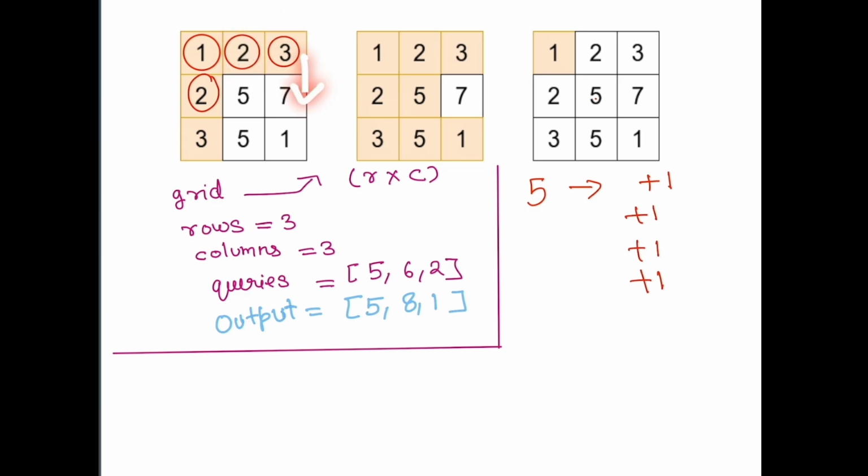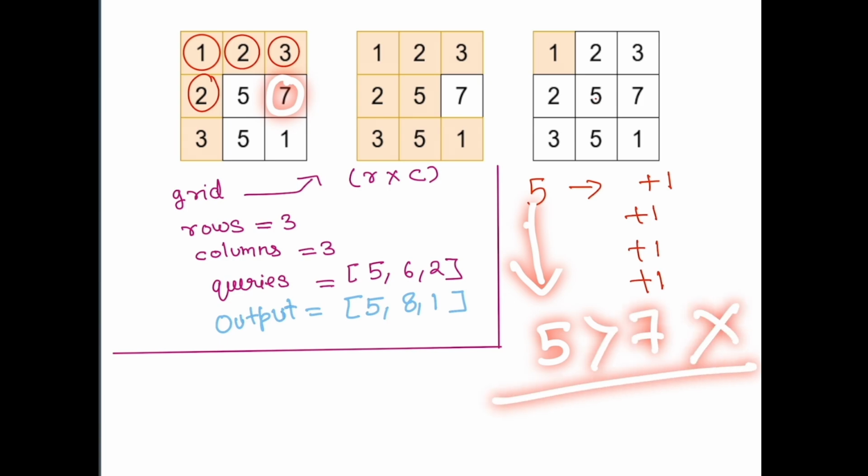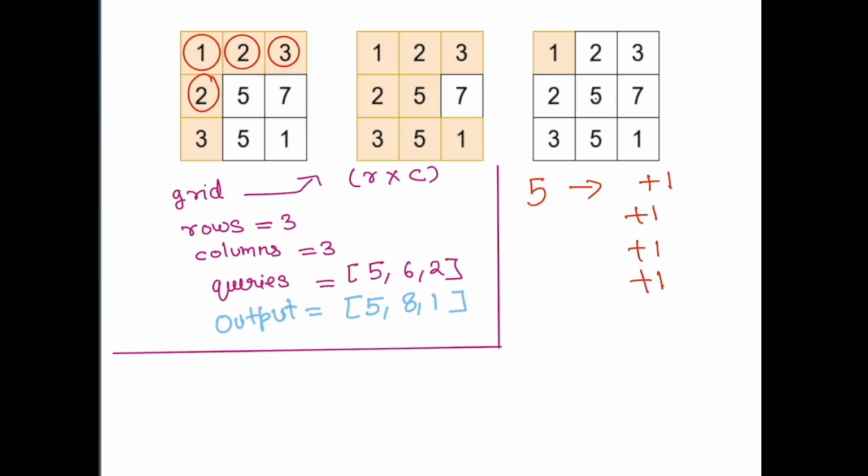And down, do you want to go down? Well, we cannot go down because the value of the cell is 7 and our query is 5. 5 is more than 7, that's not true. We are not going to go down. So we have saw these points.